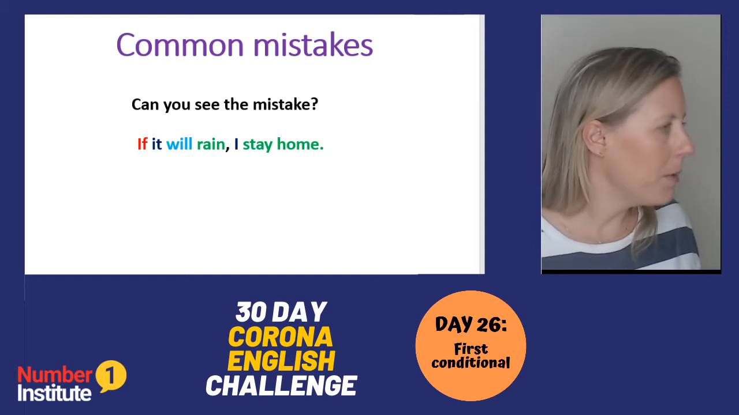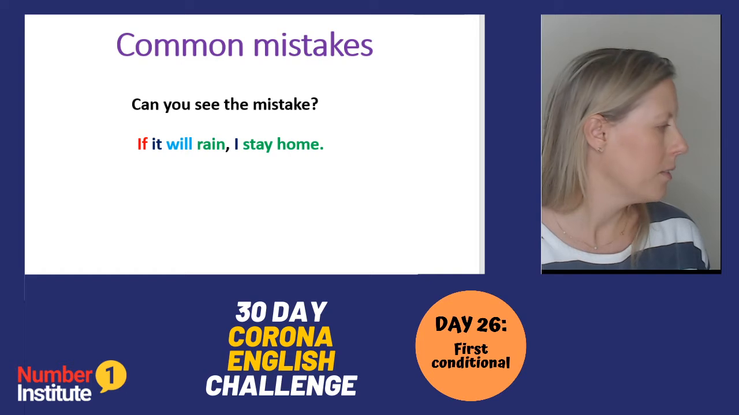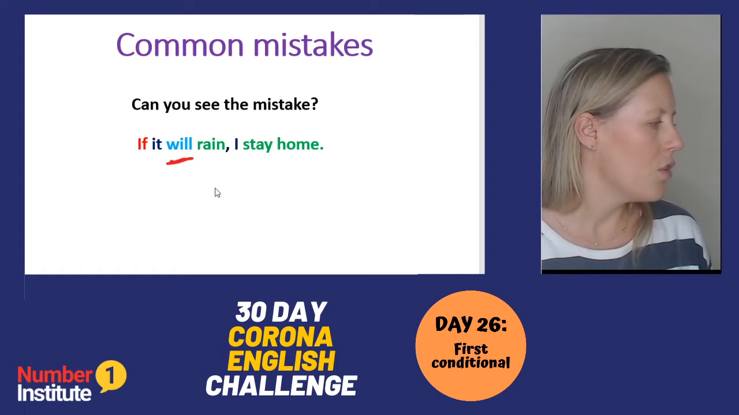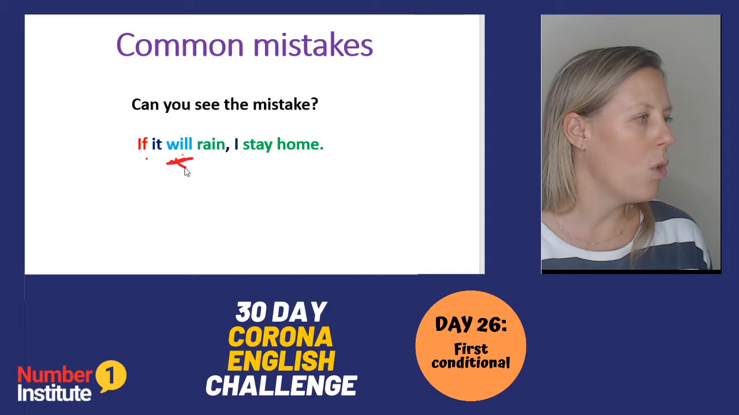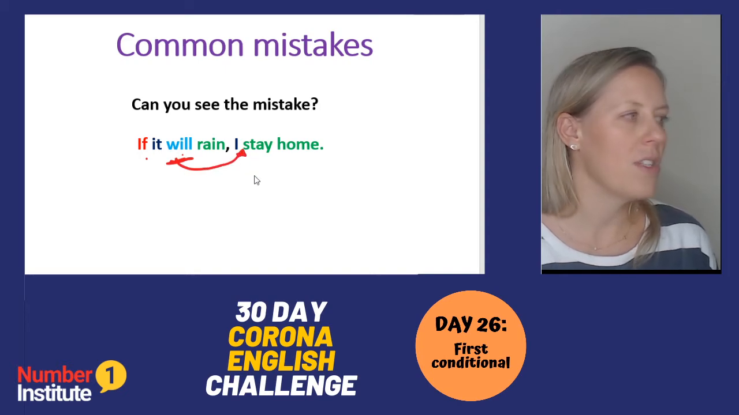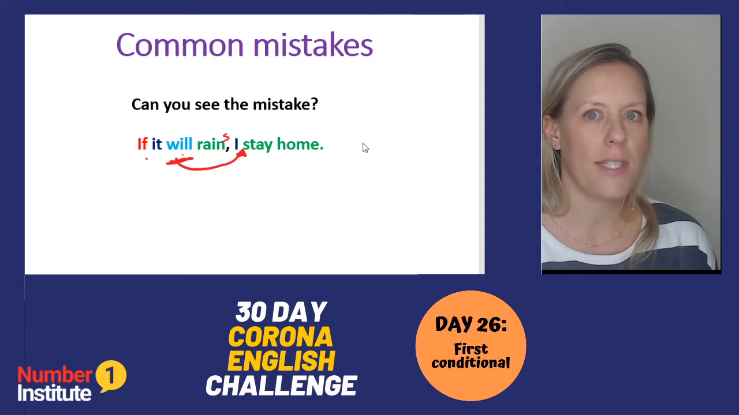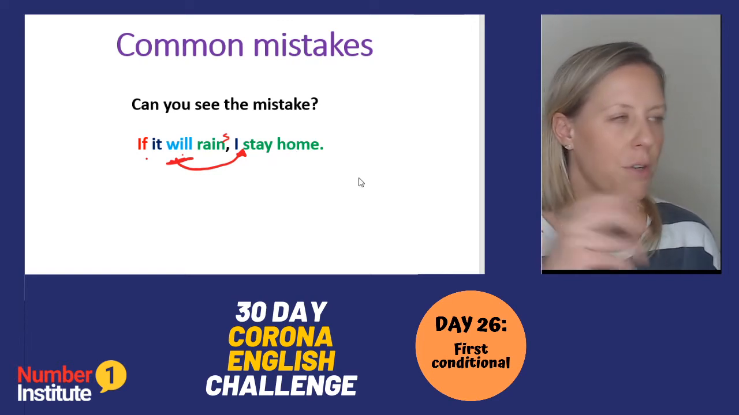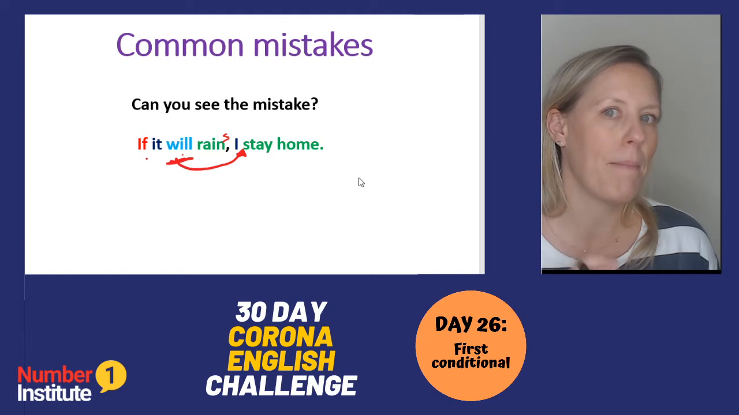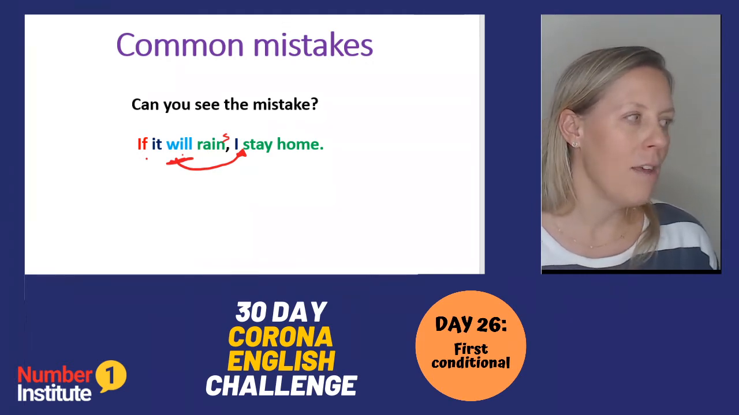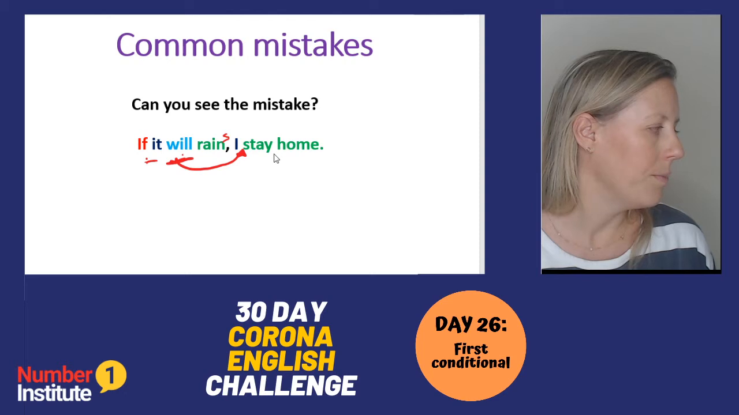Yes, Said. Good. So the problem in this example is putting will. So never put will in the if clause. So will always goes in the result clause. If it rains, I will stay home. So this is a really common mistake. Of course, this is an easy sentence. So as we get to more complicated sentences, you still have to remember this basic rule. We have the if clause with if and the result clause with will. So this clause with will.